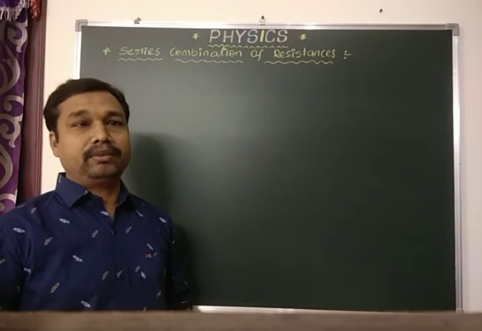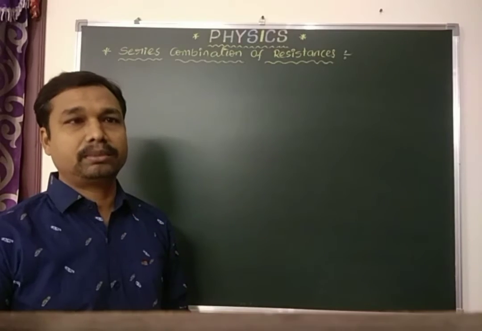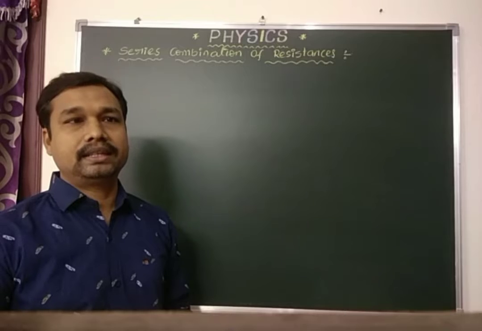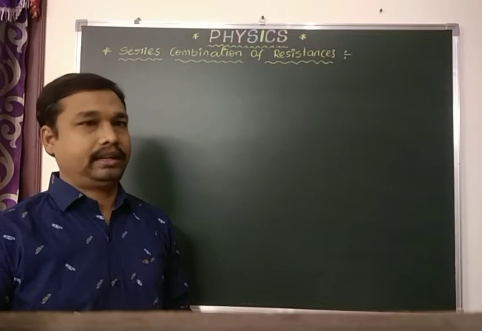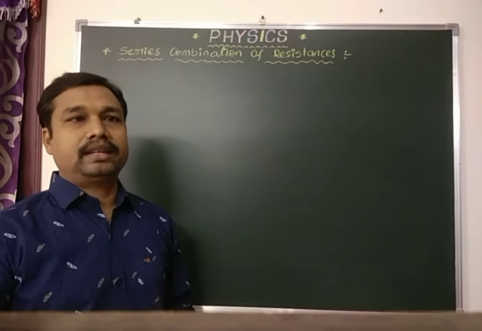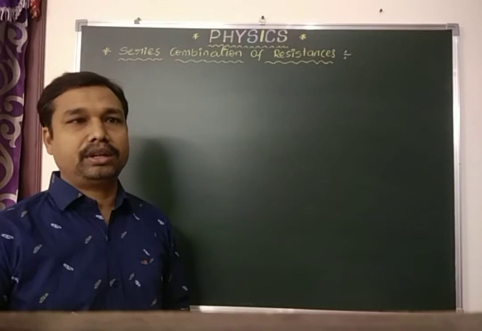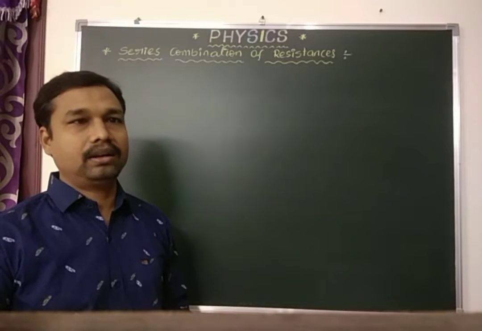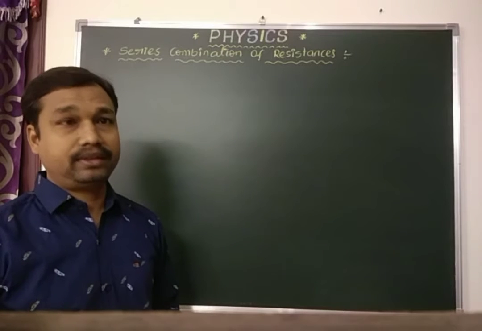Before entering into the topic, I will give you a hint: in some bulbs the brightness is more, in some bulbs the brightness is less. On the basis of which combination do we get this? In order to identify this, we need to discuss series combination and parallel combination. Right now, entering into the series combination of resistances.